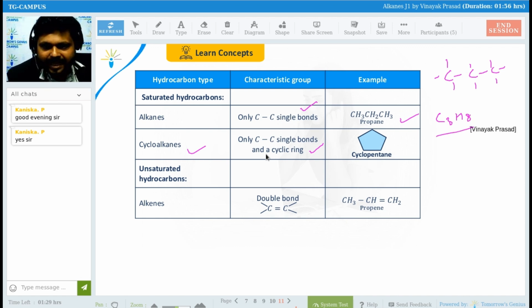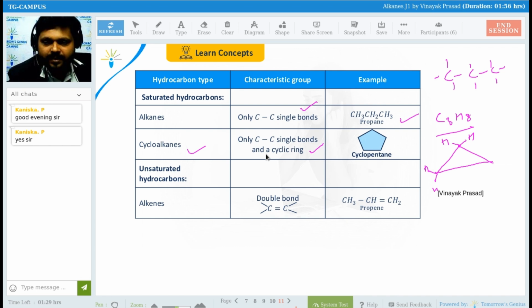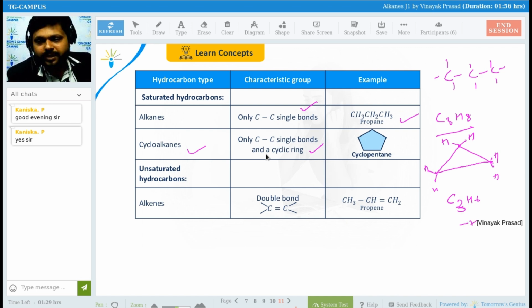So C3H8. But if you make a cycloalkane, cyclopropane, now you can see that this carbon will have 2 hydrogens, right? Because the carbon has made 2 bonds with the other carbons. Again here there will be 2 hydrogen, and again here 2 hydrogen. So the formula will become C3H6. So there is a difference of 2 hydrogen here.